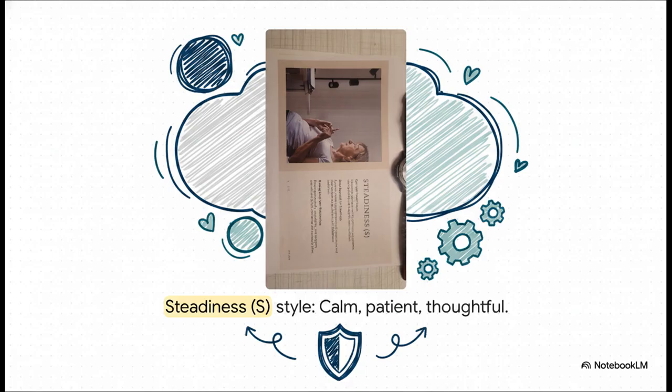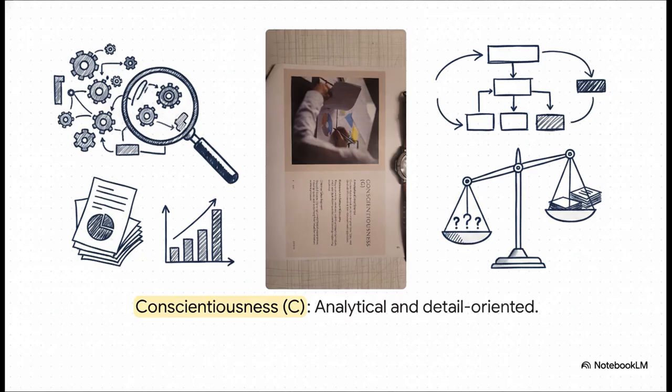And rounding out our core 4 is conscientiousness, the C style. As you can probably guess from these charts, their absolute top priority is analysis. Conscientious folks are highly detail-oriented.